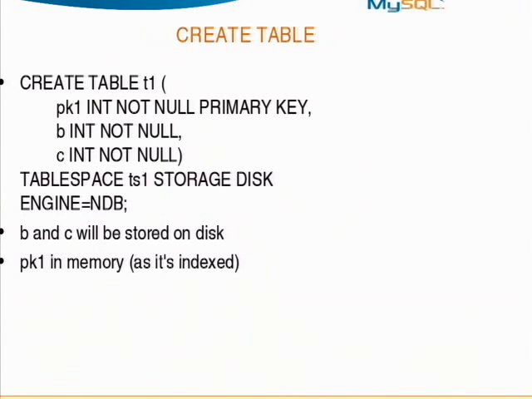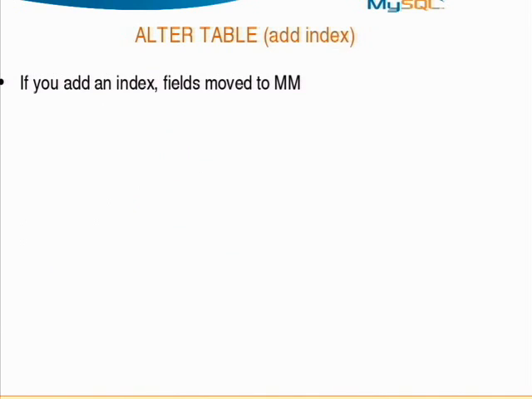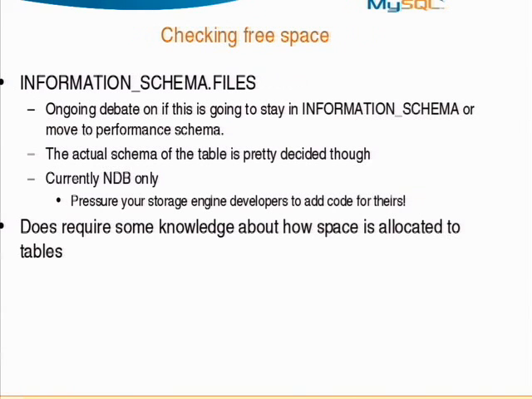So how do you create a table that stores things on disk? If we create a table here, we have a primary key and 2 unindexed columns. We also say which tablespace we want to store it on. We say storage disk, so it's going on to disk. B and C columns here will be stored on disk, and the primary key, P key 1, will be in memory as it's an indexed column. If you alter table to add an index, those fields are going to have to be moved to main memory as well.